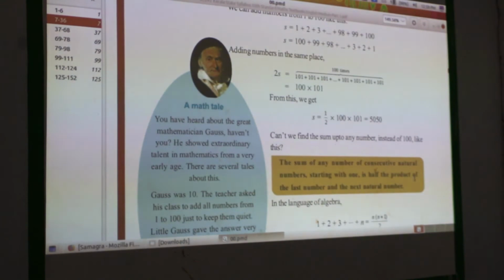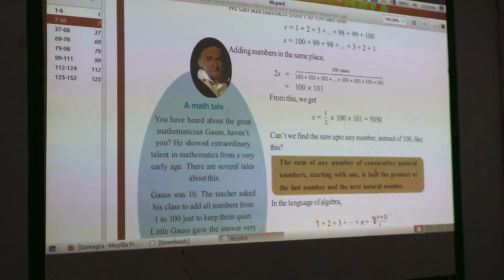is half the product of the last number and the next natural number. The sum of any number of consecutive natural numbers starting with 1 is half the product of the last number and the next natural number.